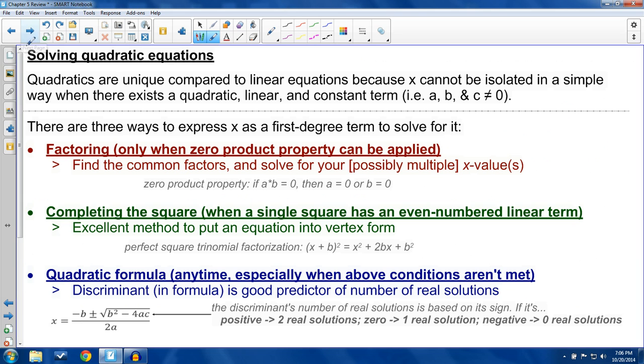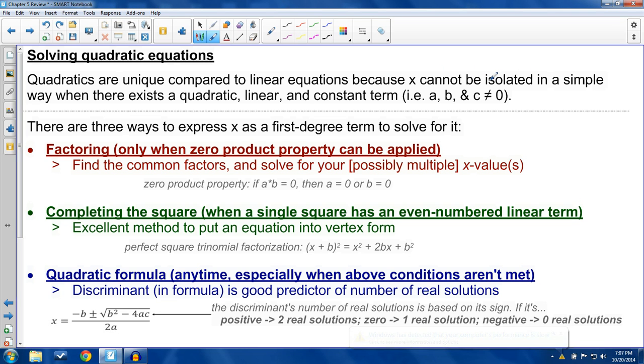Okay, and this might be the final topic. Finally, solving quadratic equations. Quadratic equations are unique compared to linear equations because in a linear equation, you can potentially solve for x just by getting it by itself. You can subtract things over, combine like terms, and divide by a number, and boom, it's done.